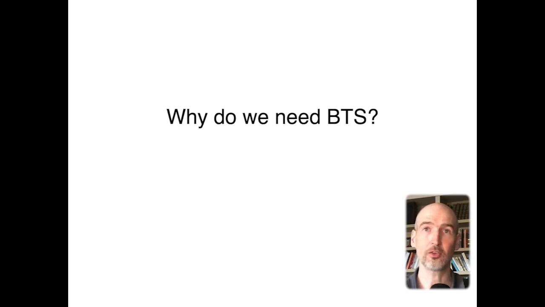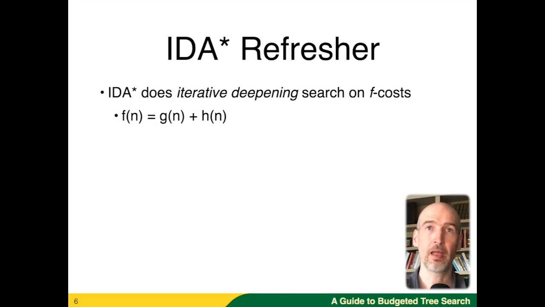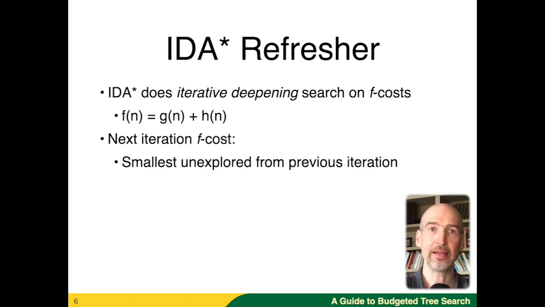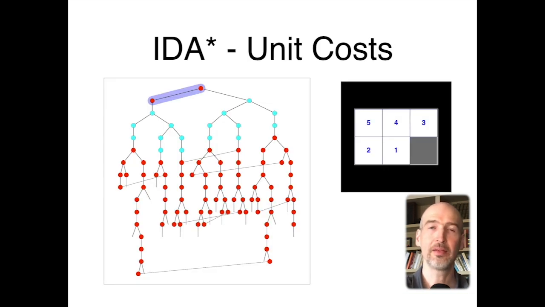So the first question we want to answer is, why do we need budgeted tree search? In order to understand that, we need to look at IDA star, which is the algorithm that we're going to be comparing against. IDA star is an algorithm that does iterative deepening on F costs, where F costs are estimates of the optimal cost from the start to some node n, and then from n to the goal. The G cost is the cost from the start to n, and the H cost is the estimate from n to the goal. The idea is that IDA star is very conservative when it searches: from the minimum F cost and then the next greatest F cost, it continues and does iterative deepening iterations with each possible F cost. Let's look at how this works.